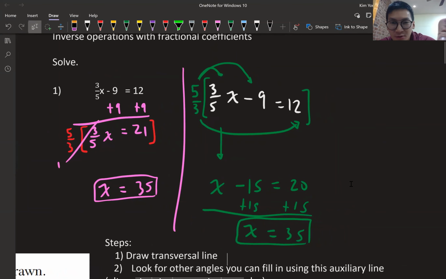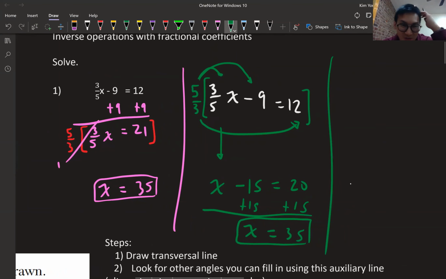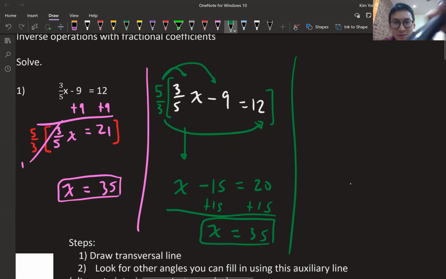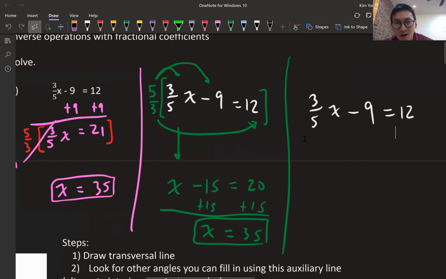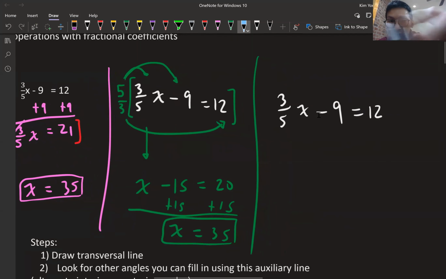I mean, we could also do a third way, where I see a lot of students doing this, right? So let me rewrite the problem once again. So write 3/5 x minus 9 is equal to 12. And to dodge operations with fractions, I see a lot of you guys just changing this fraction into its decimal equivalent. You can do that as well, right?